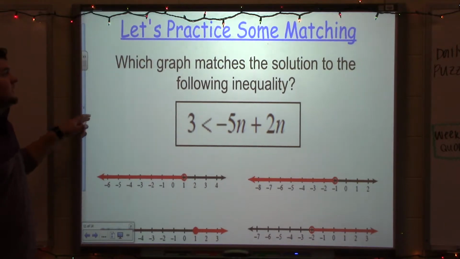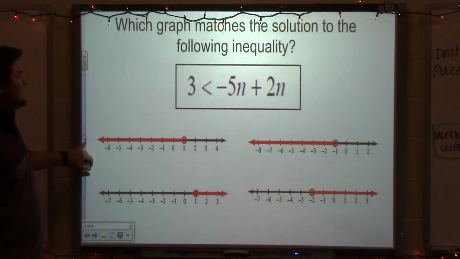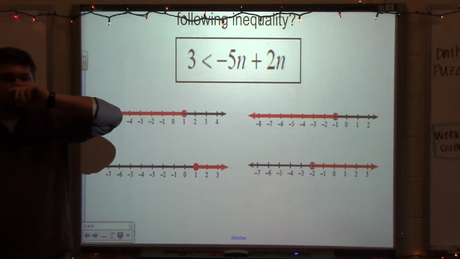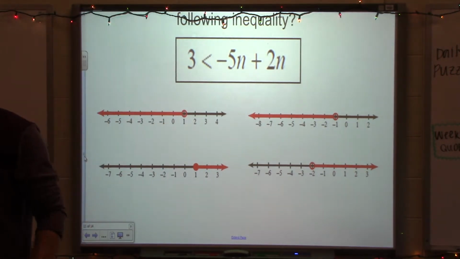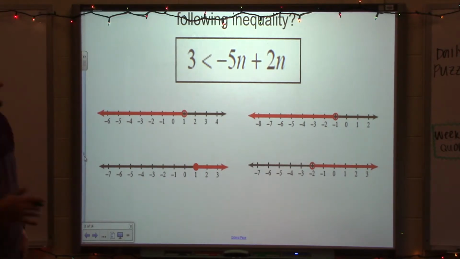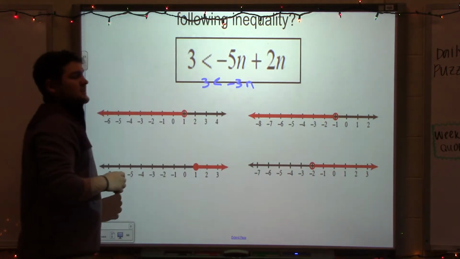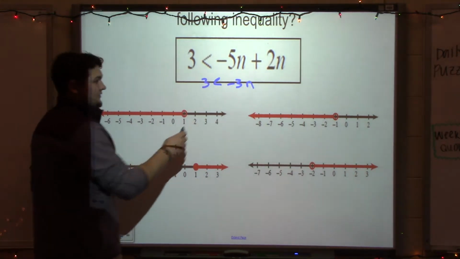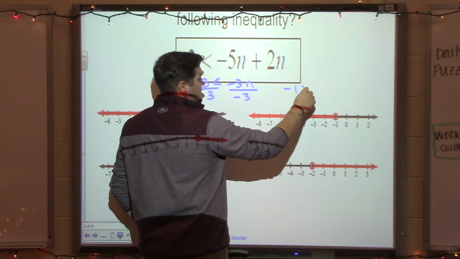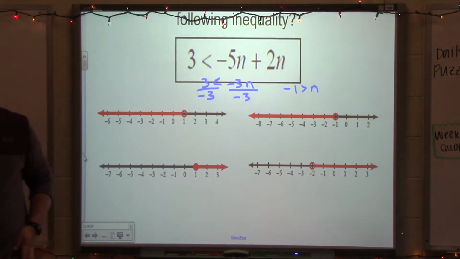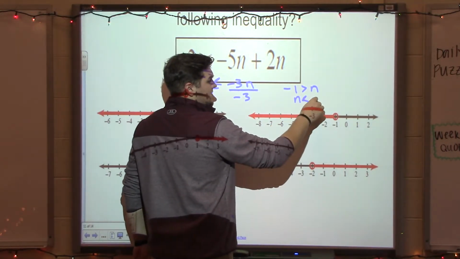Alright, so let's practice some matching. We give you the interval, you got to match it to the graph. Is it going to be easy to match this? What are we going to have to do? Probably solve it to see it, right? So negative 5n plus 3n is negative 3n. 3 is less than negative 3n. Solve for n, divide by negative 3. I get negative 1 is greater than n. Because I divided by negative, I had to flip my sign. But I want to write with n on the left side. So it's going to be n is less than negative 1.